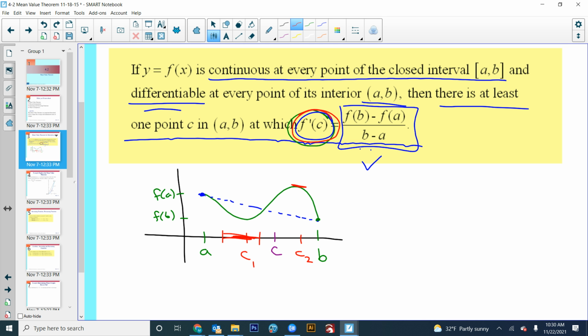Mean meaning average. Okay? Mean is an average. It's an average slope. The blue is the average slope. The red is an instantaneous slope. Here we go. We're taking a field trip on the turnpike.